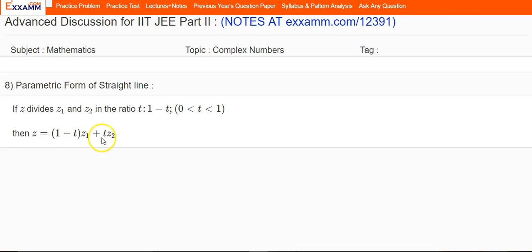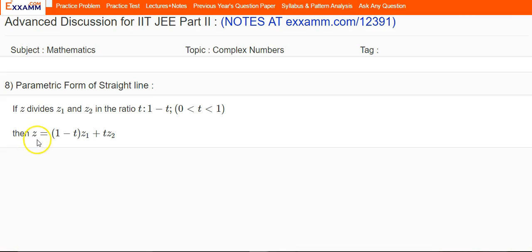If z lies on the line joining z1 and z2, as is required for this to be a straight line, then z would be dividing z1 and z2 in the ratio of t to 1 minus t, where t lies between 0 and 1. This is the way to get the equation.